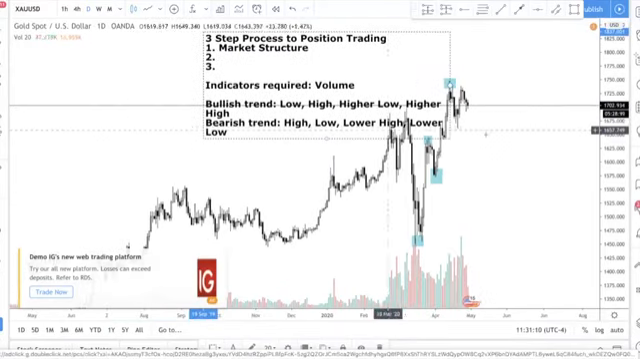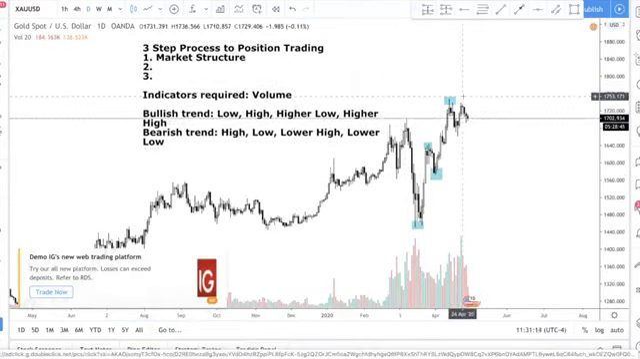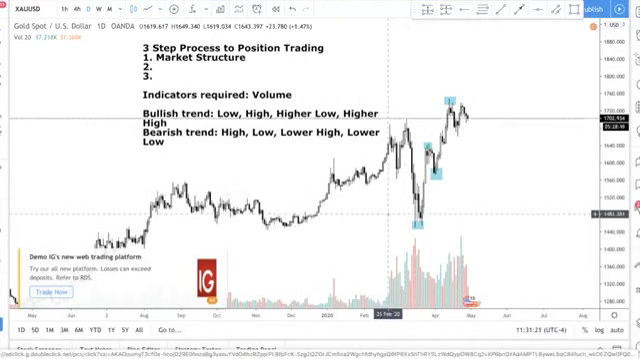I'm sorry if this is kind of elementary to you, if you've been trading and have some experience, but I just wanted to make sure I cover everything. I don't want to leave anything ambiguous, and I'll try my best to give you everything you need. I want to make sure that even if you're a new trader, you understand what a bullish trend is and what a bearish trend is.